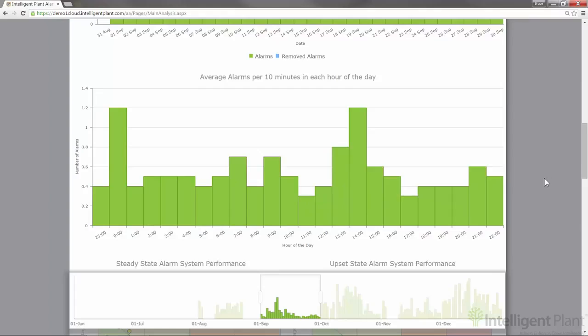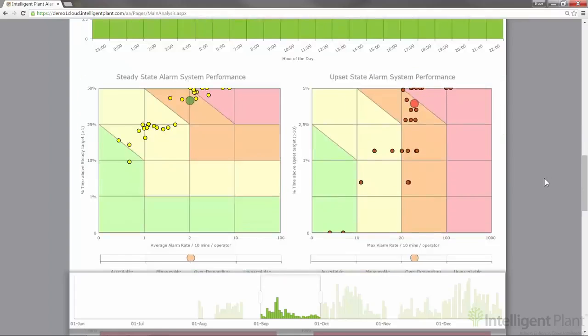Next, we have scatter charts representing the overall performance of the alarm system. The first pair were introduced in EEMUA 191 Rev 3 and were intended to highlight different performance levels in steady and upset state. The previously mentioned 1 alarm per 10 minutes is the acceptable rate for the steady state, that is, the normal operating mode of the plant. It is accepted that there will be occasional upsets when the alarm rate will be increased, and it is deemed acceptable for there to be 10 alarms per 10 minutes for these short periods.